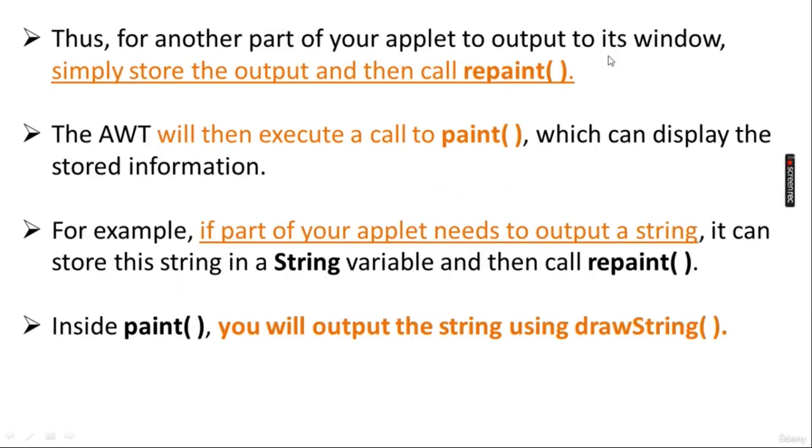For another part of your applet to output to its window, simply store the output and then call the repaint method. The AWT will then execute a call to paint, which can display the stored information. For example, if a part of your applet needs to output a string, it can store this string in a string variable and then call the repaint method.